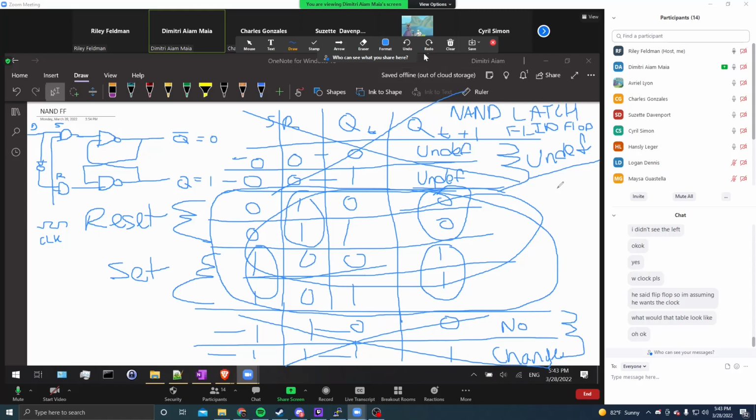0, 0, 1, 1, undefined, undefined. Is that right? I think it's 1 1 0 0. So it's the opposite. Okay, so this is just in the NAND right here. That's literally all that changes, and then it changes your characteristics at the end.